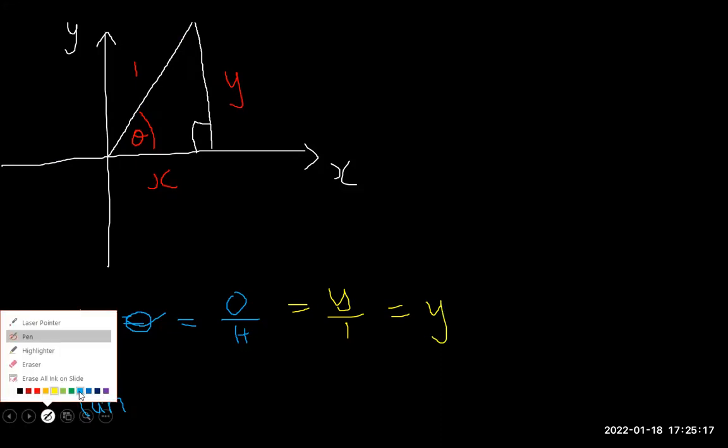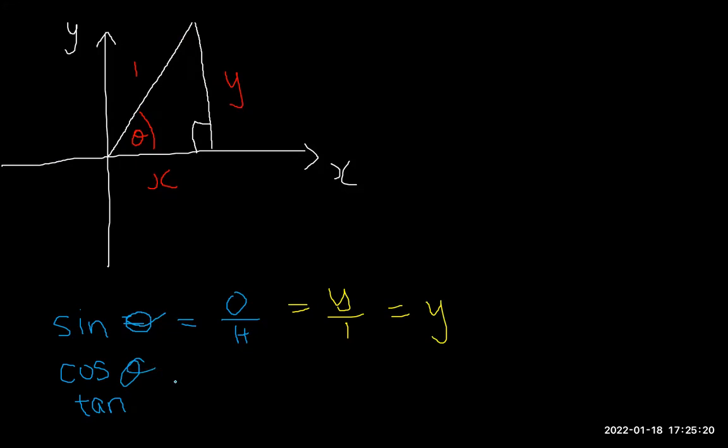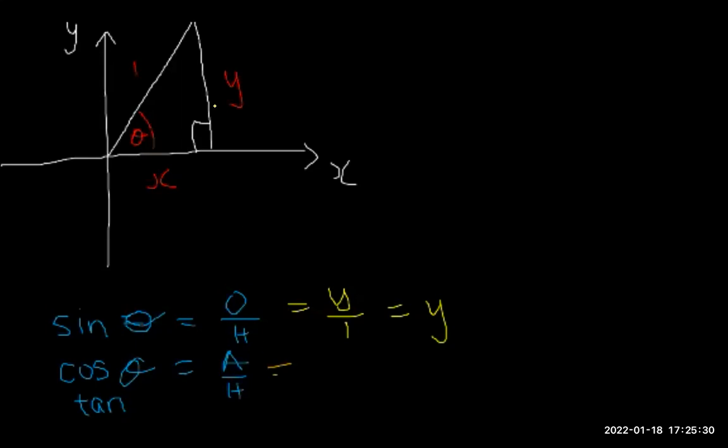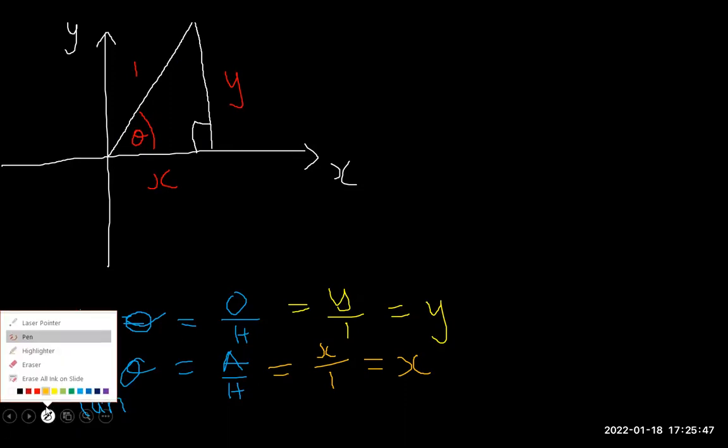If I say cos of theta, we know cos of an angle is the adjacent side on hypotenuse. And this is going to be equal to, so the adjacent in this case is x. And the hypotenuse we said is 1. The hypotenuse, longest line in the triangle. Anything divided by 1 is itself. So x on 1 is equal to x.